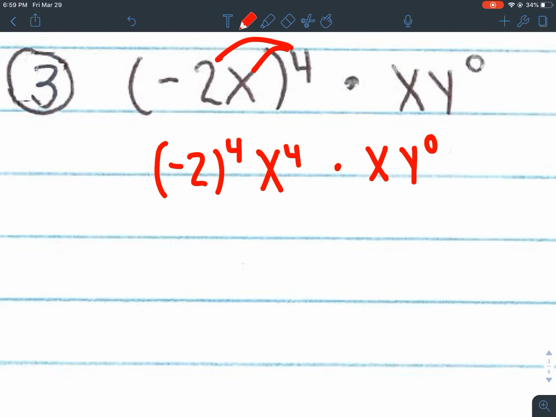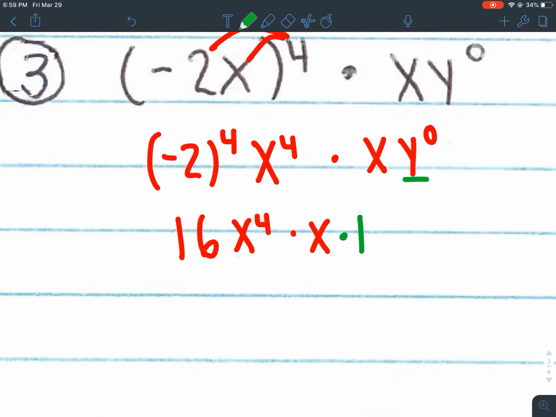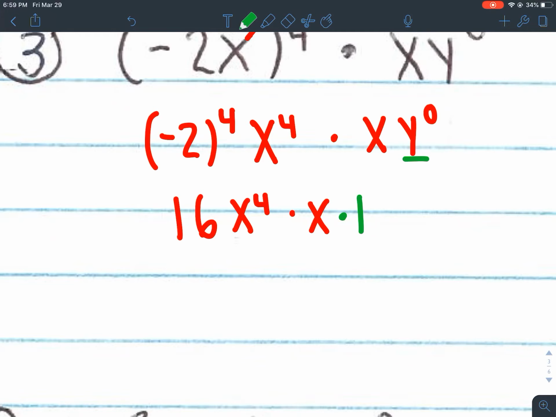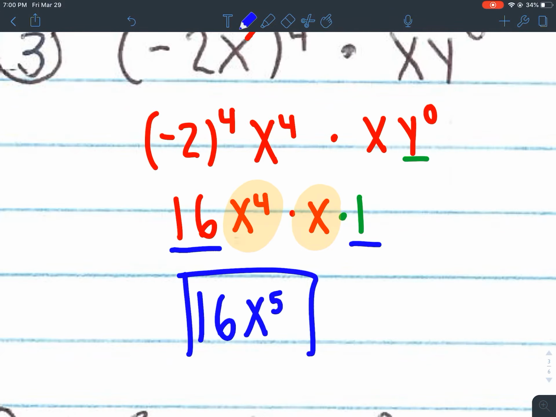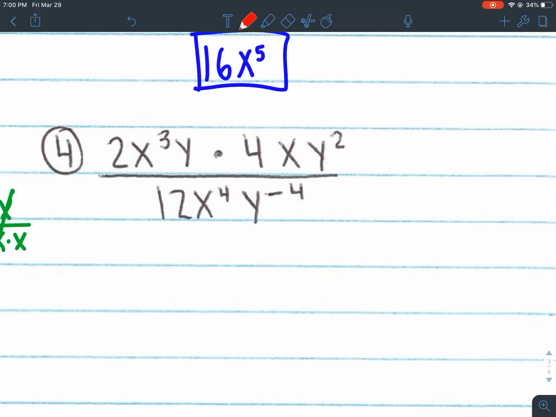Okay? Negative 2 to the 4th power, if you do it with parentheses, is going to give you positive 16, because negative 2 times negative 2 times negative 2 times negative 2 is a positive 16. And then y to the 0 is just 1, right? So this is technically 1. And when I combine it here, I'm not going to write that 1 because what? 16 times 1 is just 16. So I'm just going to write the 16 there. And then I know x to the 4th times x is x to the 5th. And then I'm done.